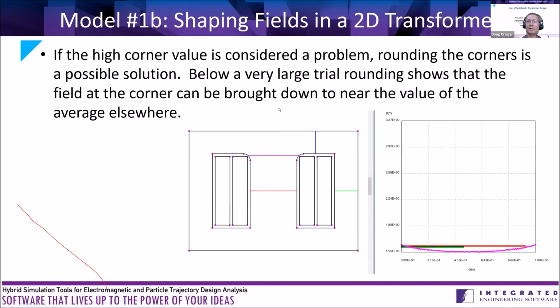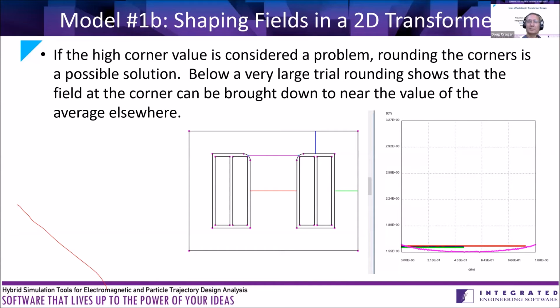So to work around that, we could set up a parameter. I've not done that here. I want to move on to talk about some other things. But just to show you conceptually, what do you do when a sharp corner is causing the field to get higher than you want? Well, the most obvious thing is you round the corner.